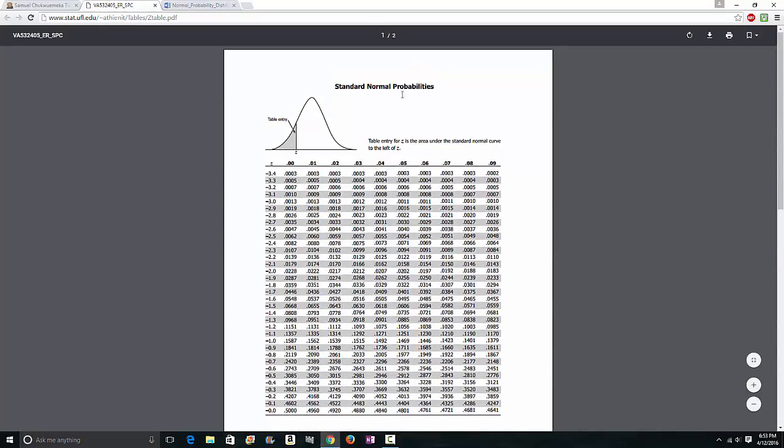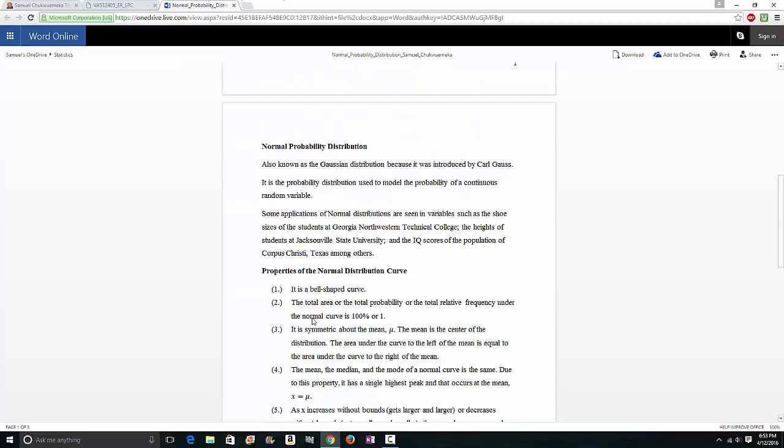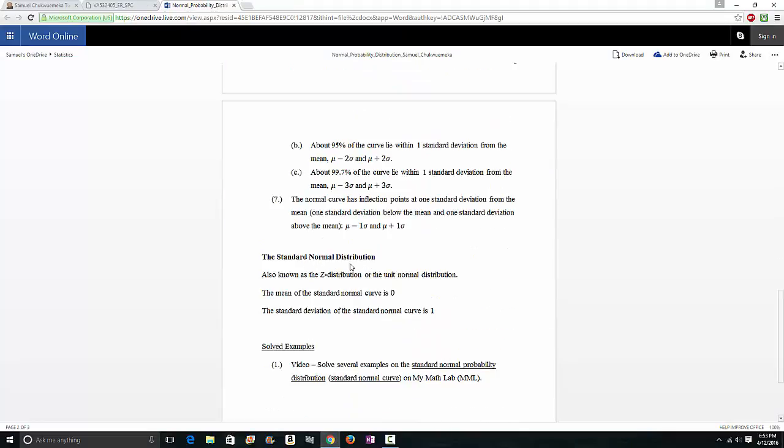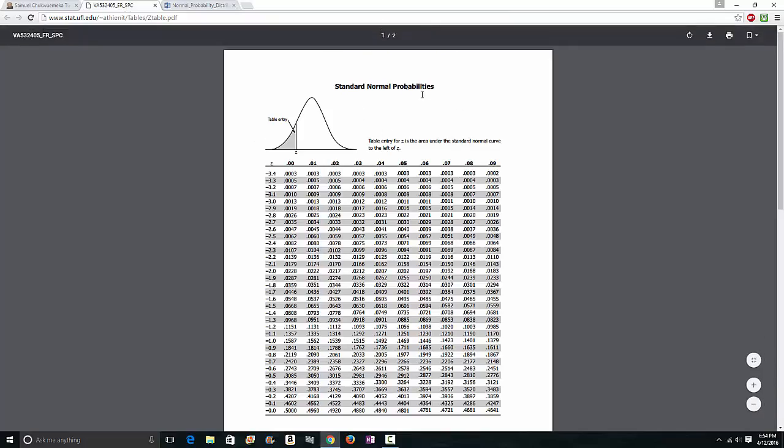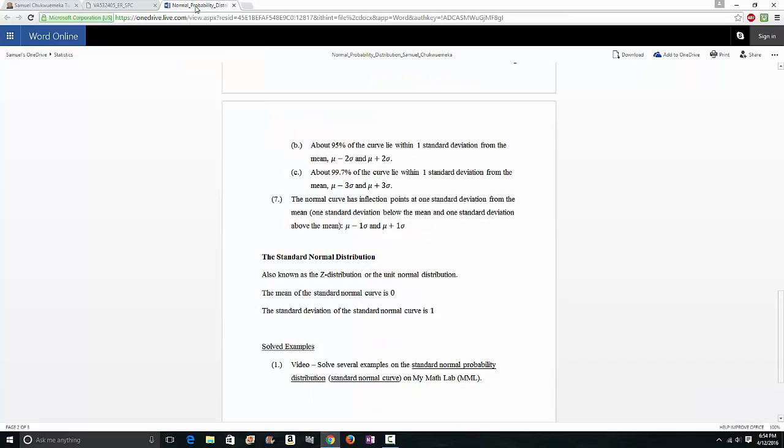So, the standard normal distribution, or you can say the standard normal probability distribution, is also known as the z-distribution, or some textbooks will refer to it as the unit normal distribution. The mean is 0 and the standard deviation is 1. And this is the standard normal probabilities. So what we actually do is we convert to z-scores and then we find the probabilities here. Let me explain what I mean.